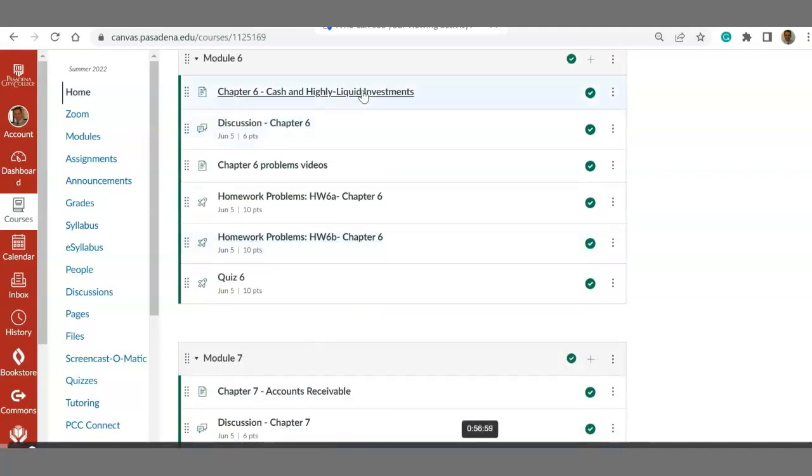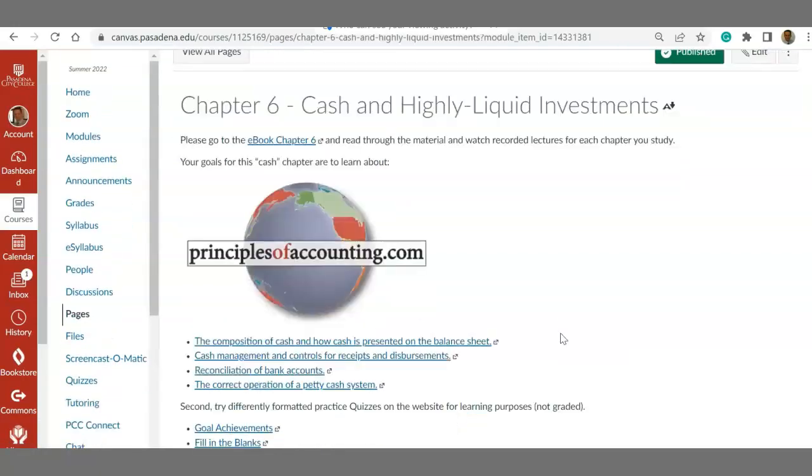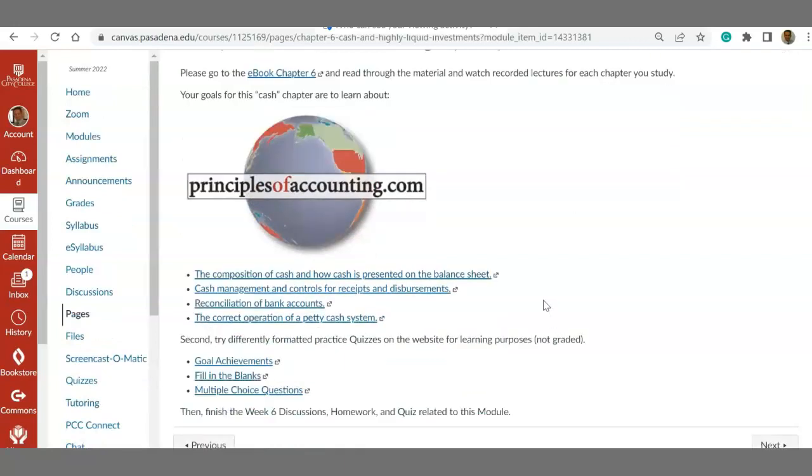So for chapter 6, let's go ahead and talk about cash and liquidity investment. We will look at composition of cash in the balance sheet. We will look at cash management. We will look at the very important subject in accounting, and any business owner, anyone that wants to run a business, to understand: the bank reconciliation. And also we will look at the petty cash. All of them are important. So let's go one by one.